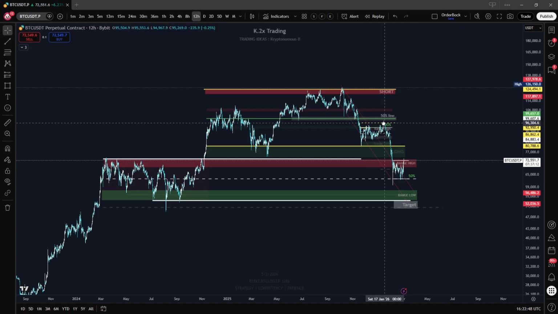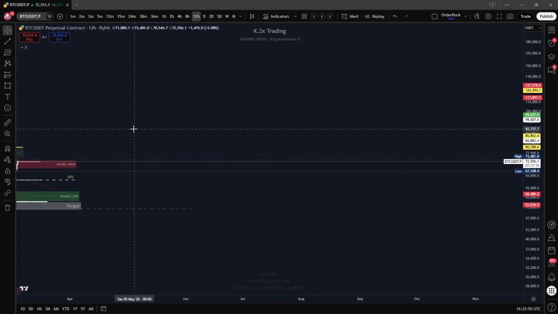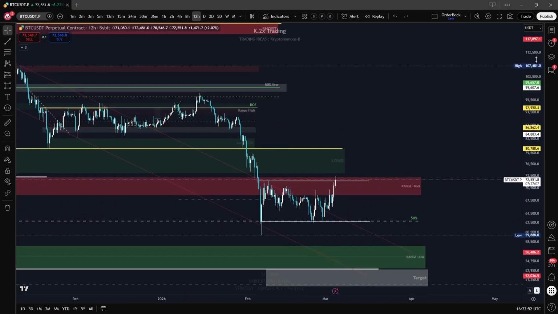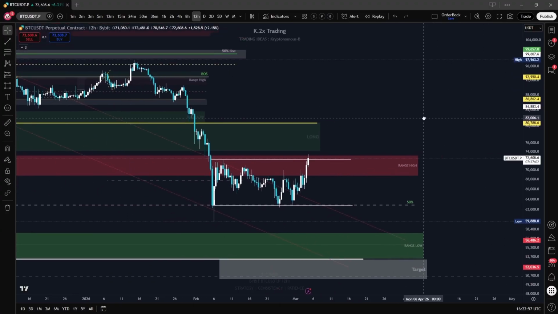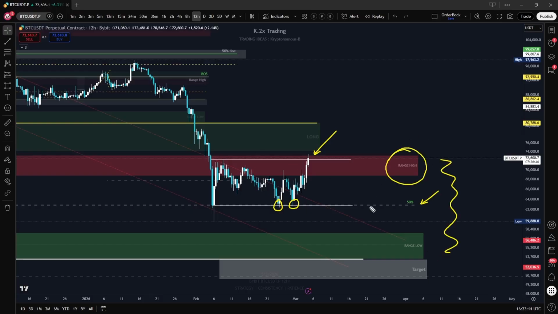Let's take a look. Okay, great. So let's dive right in here. Look at that move, huh? Now, isn't that fancy? So, it looks like we bounced off of the 50% line in the previous range over here, and we're towards the top, the high of the range.